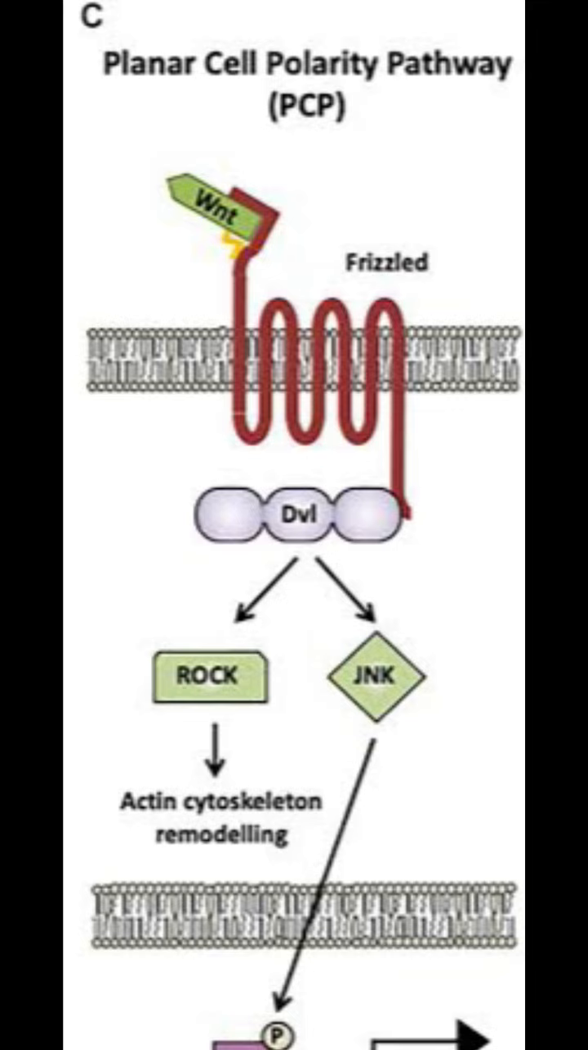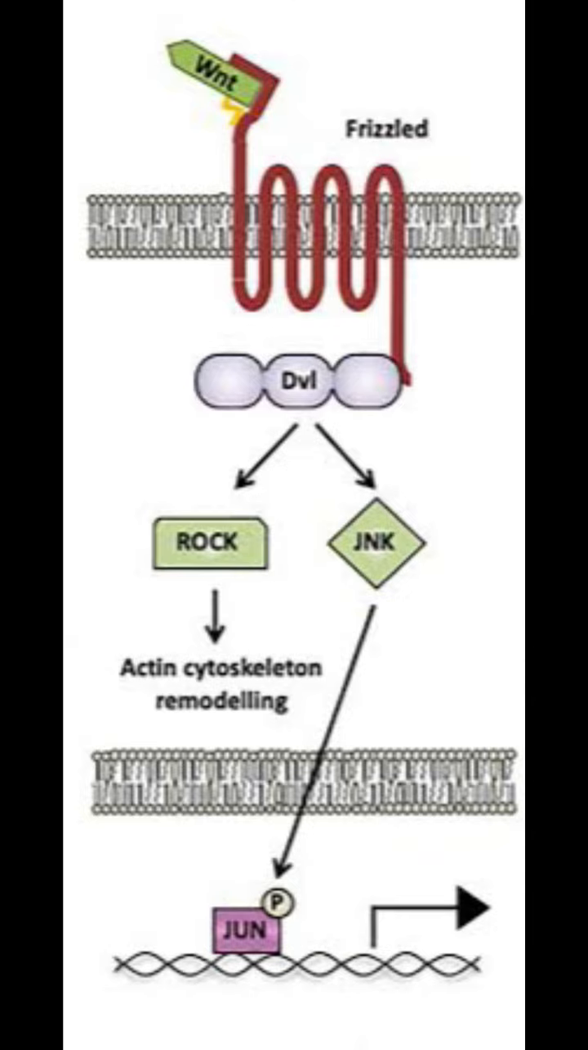The ROCK controls the actin and microtubule cytoskeleton, directing cell movement and polarity. The JNK phosphorylates transcription factors like JUN, altering the gene expression to support the cytoskeletal organization.